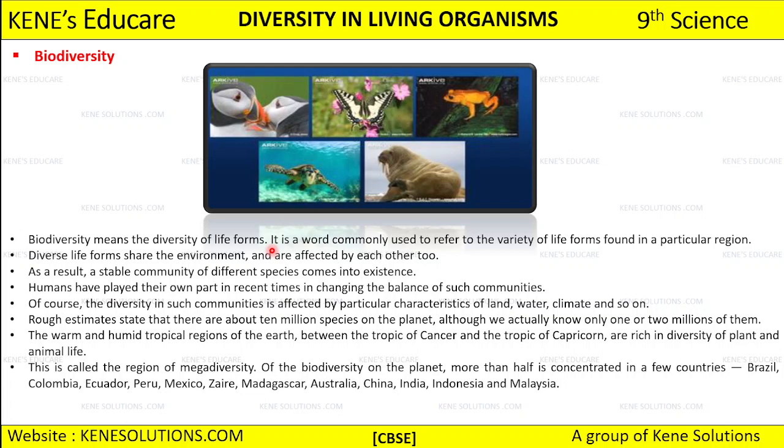What happens because of this diverse life form? A stable community of different species, or we can say different animals and species, comes into existence. So we have a stable community. Do you know of any community which is striving hard for its survival? No, right? We all have a stable community for now. Humans have played their own part in recent times in changing the balance of such communities. Now if the community is well stabilized, we humans are responsible for it.